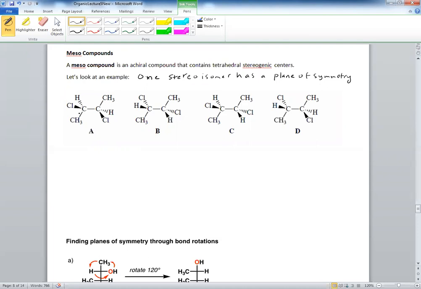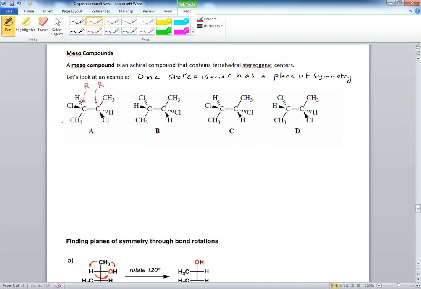You can tell that the Cl is number 1, this comes number 2, the CH3 is number 3. So that would actually be an R. I'm going to just simply tell you right away what they are so that we quickly move through. So this is R and this is R.